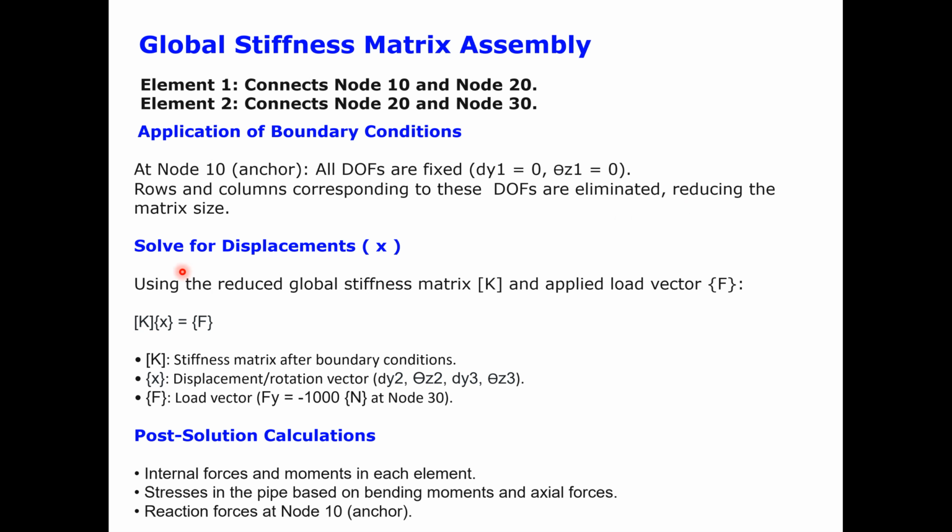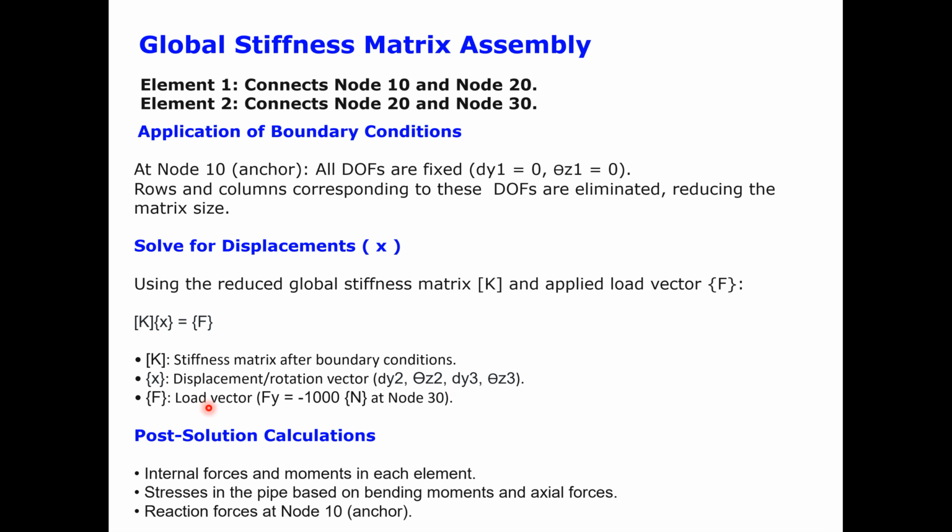Now the second thing is solving the displacements, using the reduced global stiffness matrix K and applied load F. We know the value of K, as we calculated in the previous slide, and the value of F, so we can calculate the unknown value of X. K is the stiffness matrix after boundary conditions, X is the displacement or rotation vector, which in our case is dy2 and theta z2, dy3 and theta z3, meaning displacement and rotation at node 20 and displacement and rotation at node 30.